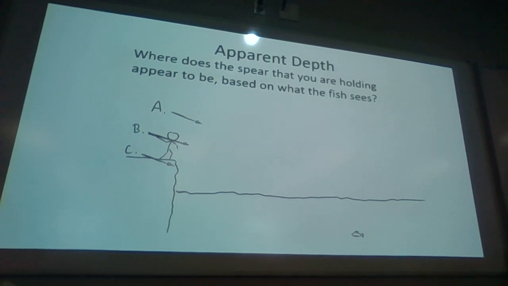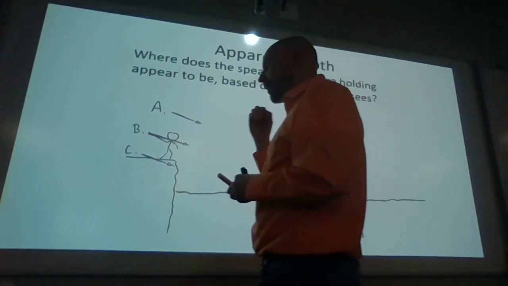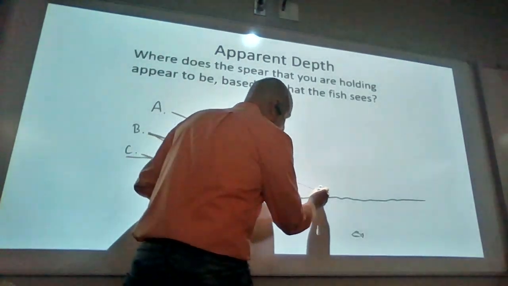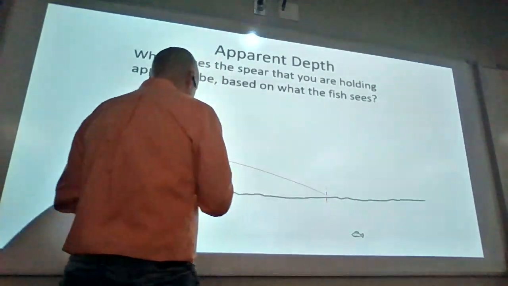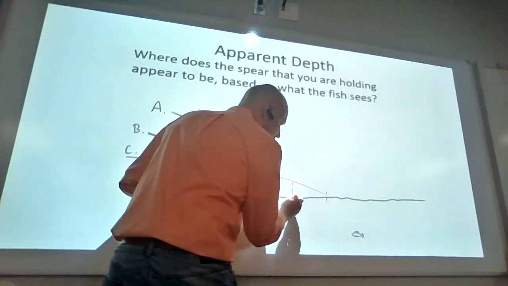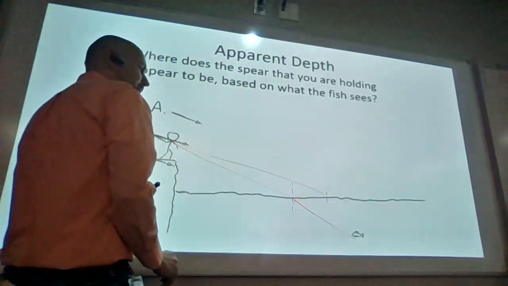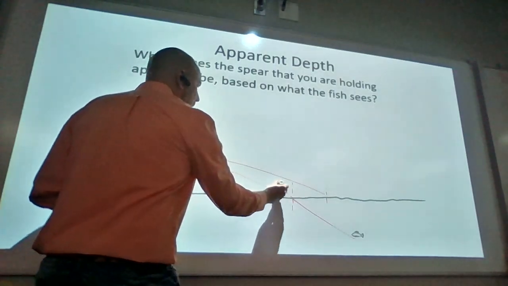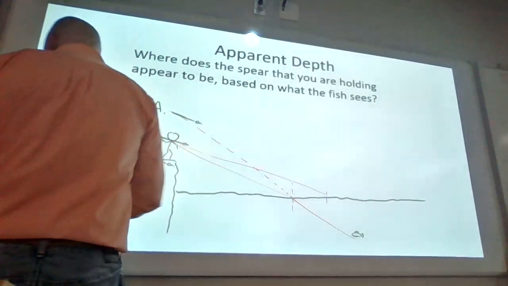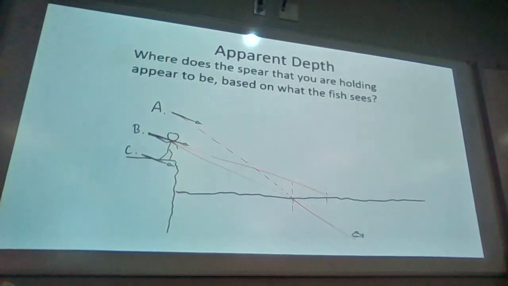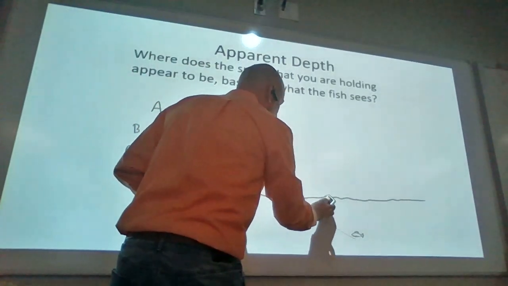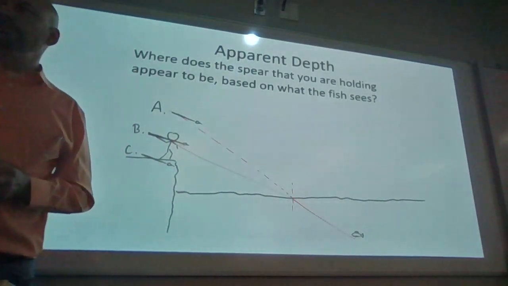For the sake of time, remember the eyeball is the catcher, the receiver of light. So light's coming off of this spear. Wow, that's going to be aggressive. Light's coming off of this spear, refracting towards the normal line. The fish sees the spear there, above where the spear actually is. Good with that?